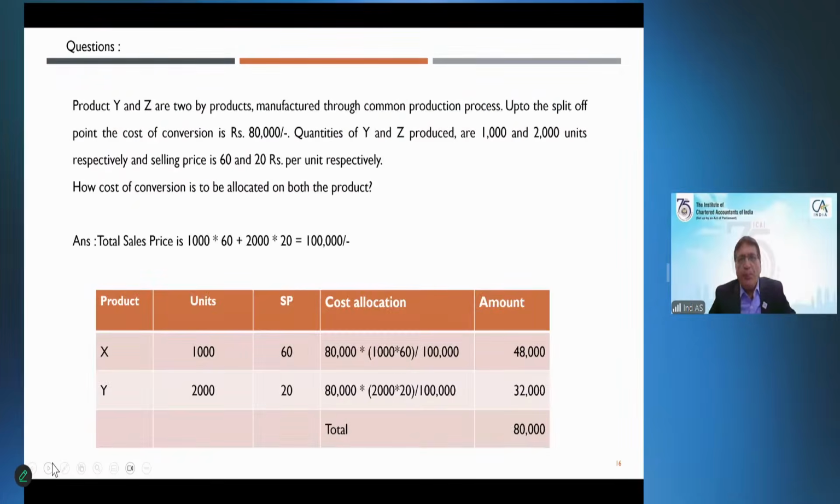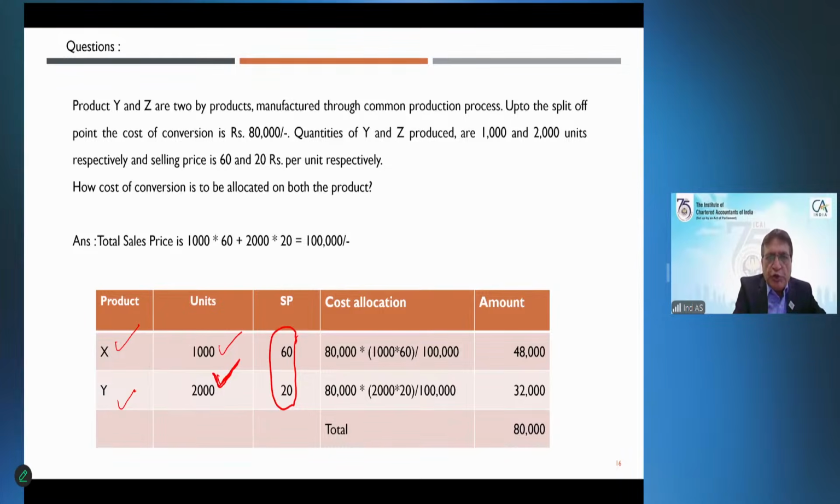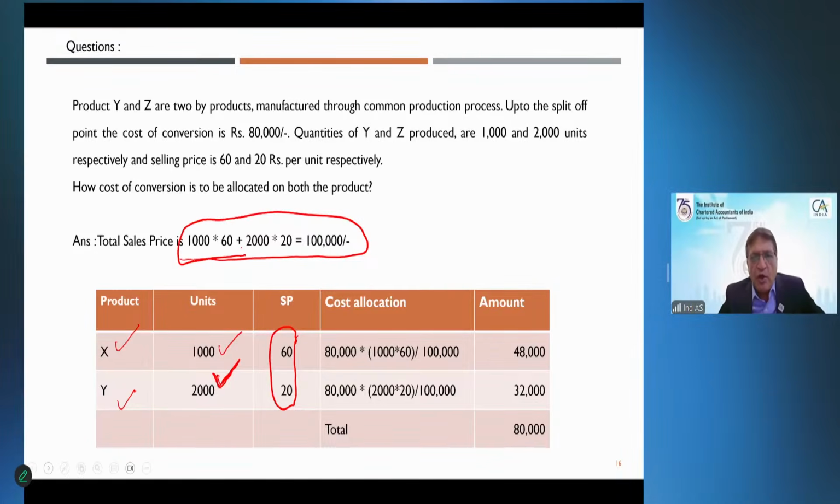As I told you, how to separate the items of the joint product. Suppose 1000 units of X are produced and 2000 units of Y are produced, and their selling prices are 60 and 20. So their total selling price is, say, 1 lakh. By calculation it comes to 1 lakh. What I have to do is allocate cost, and in this example, the cost is 80,000.